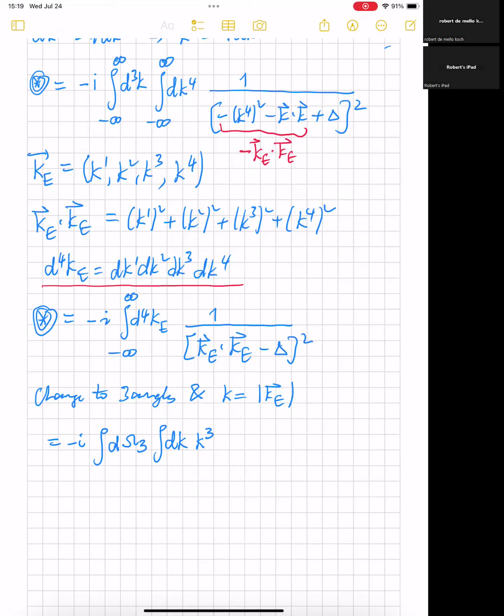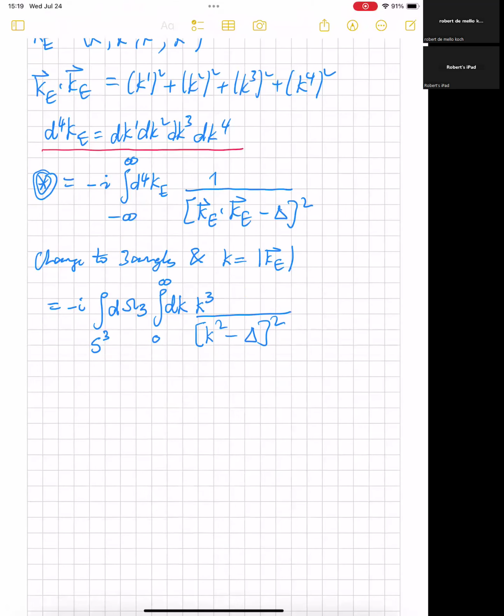Good. And then for the integrand, what do we have? We just have k squared minus delta squared. The magnitude of the vector must be integrated from 0 to infinity. And for each value of the magnitude k, we are integrating over a 3-sphere. So that's the integral that we want to do.